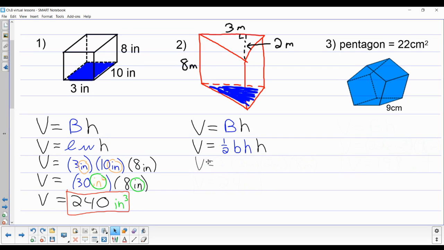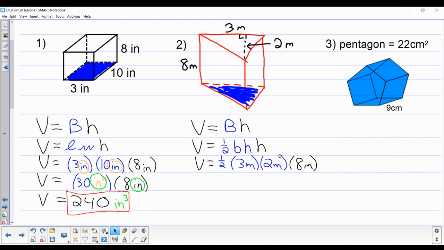The volume is equal to 1/2 is 1/2. Base of the triangle is, now the base and height must make a right angle. So on the triangle on top, you can see, here's the right angle mark, and the base is 3 meters. The height of the triangle is the 2 meters. And then the height of the prism, and now you'll notice I color-coded these to make this more obvious. The height of the prism is the distance between the bases. That is 8 meters.